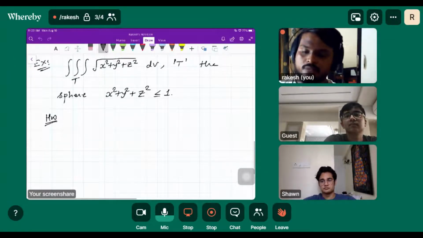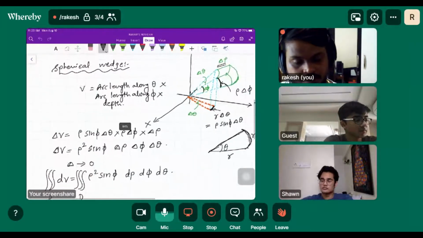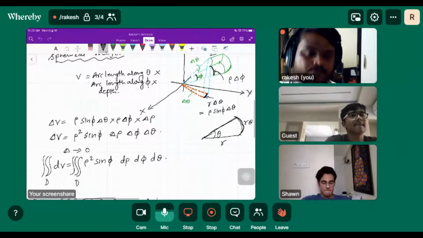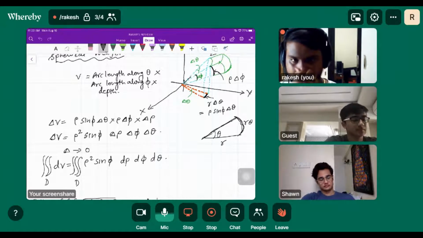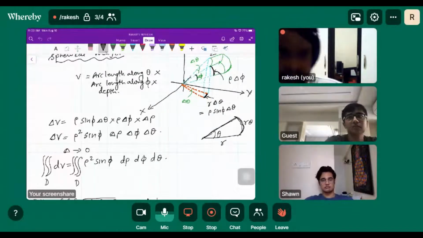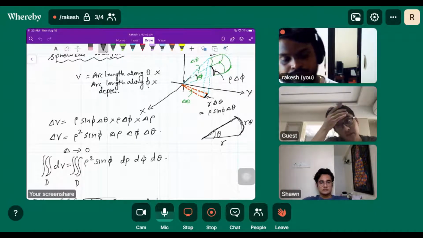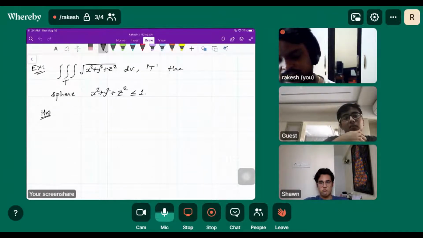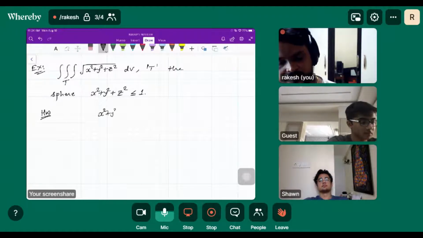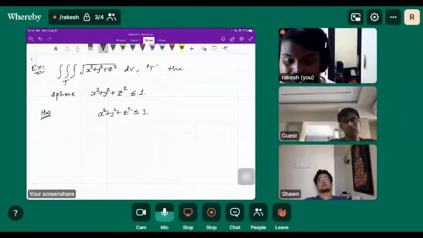Okay, so as we have seen in the previous class, in the spherical coordinate system, instead of using dz, dy, dx, we can use d rho, d phi, and d theta. That we already saw. Now, to crack this question, the given region is x square plus y square plus z square less than or equal to 1.